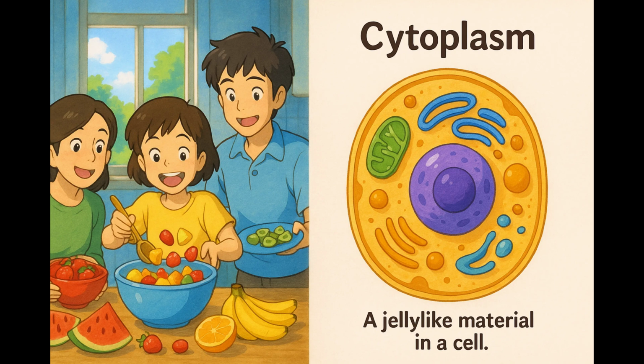Imagine trying to make a fruit salad, but you need a bowl to hold all the chopped fruits together. The cytoplasm in a cell acts much like that bowl, providing a space to contain and support the cell's components. Just as the bowl keeps your fruit pieces from scattering all over the table, the cytoplasm's jelly-like material holds the organelles in place within the cell, allowing them to function together effectively.